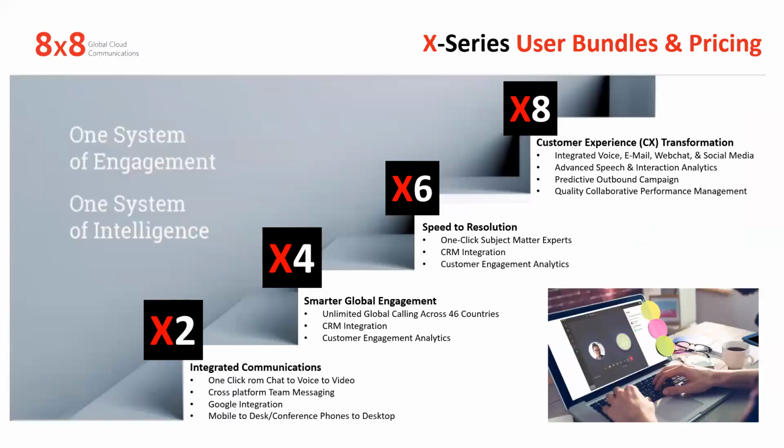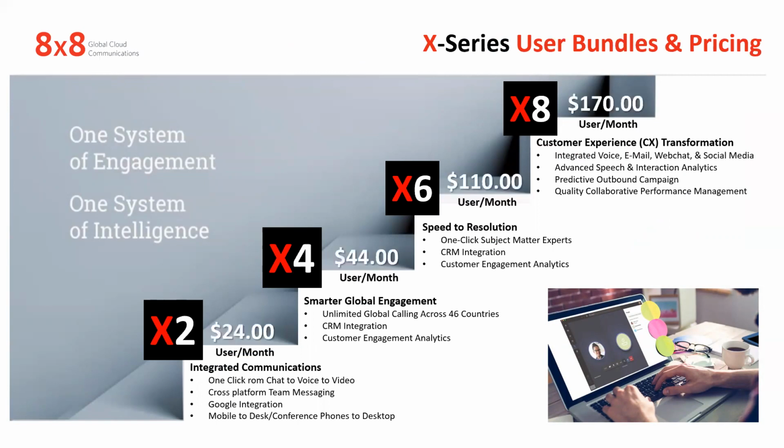However, this is how it usually works. You've got X2, X4, X6, and X8. X2, let's say, is around $24. Once again, this is list price, not what you're going to pay for it, but around $24, and that's going to give you 20 countries. When you move up to $44 a month for X4, you get unlimited calling to 46 countries, which is huge. And that's where you get into CRM integration and customer engagement analytics.